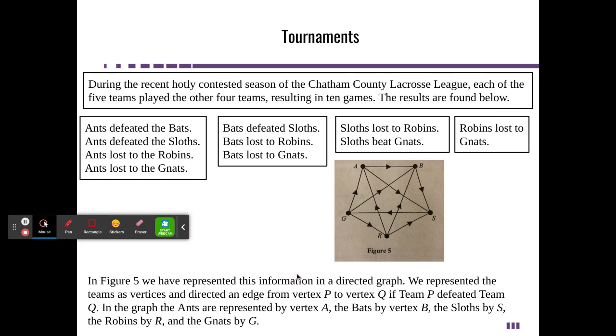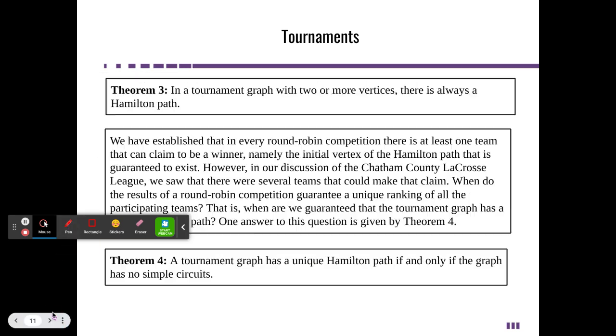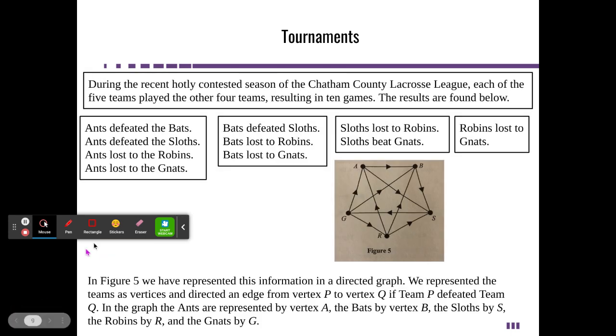So to represent this in a directed graph, they let the vertices represent the teams. There we go. So we can see that A would be the ants. And so we can see that the ants defeat the bats. So there's an arrow going from the ants to the bats. That means that they beat the bats. Ants defeat the sloths, so there's an arrow going from A to S.